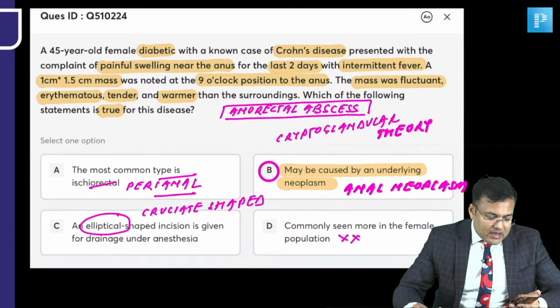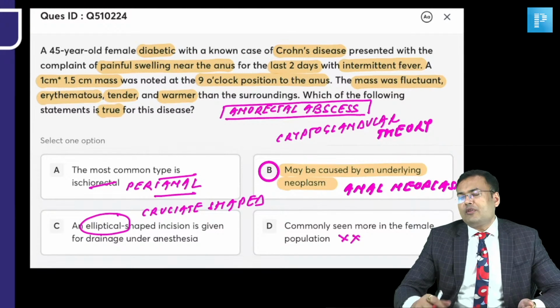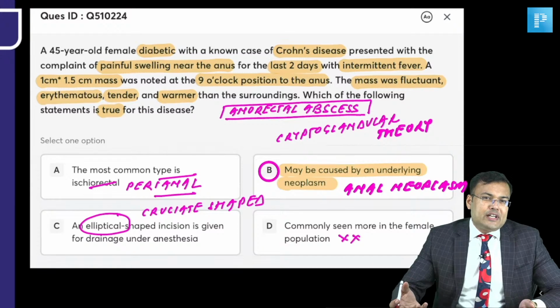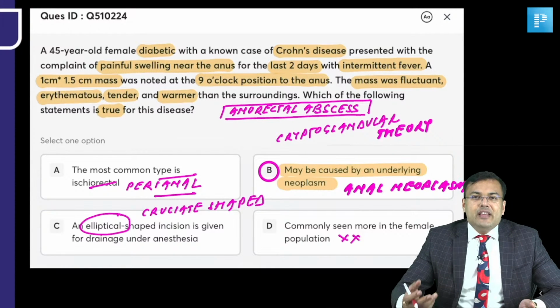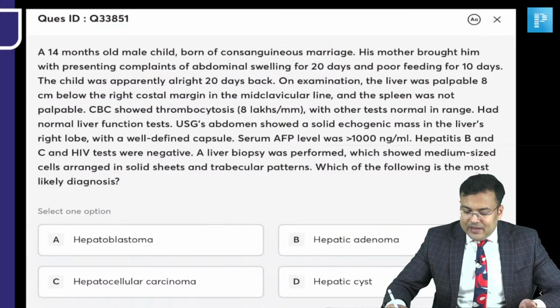And Sam Kahar already told us what is the most common organism responsible for anorectal abscess. Obviously, it is E. coli. The most common organism responsible is E. coli. Okay, guys? E. coli.